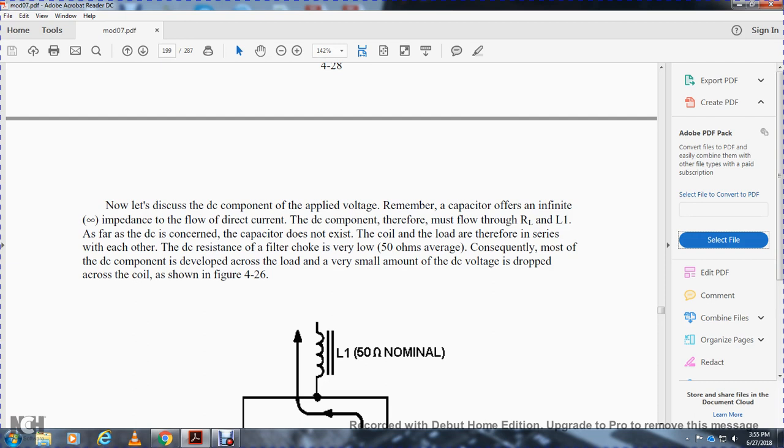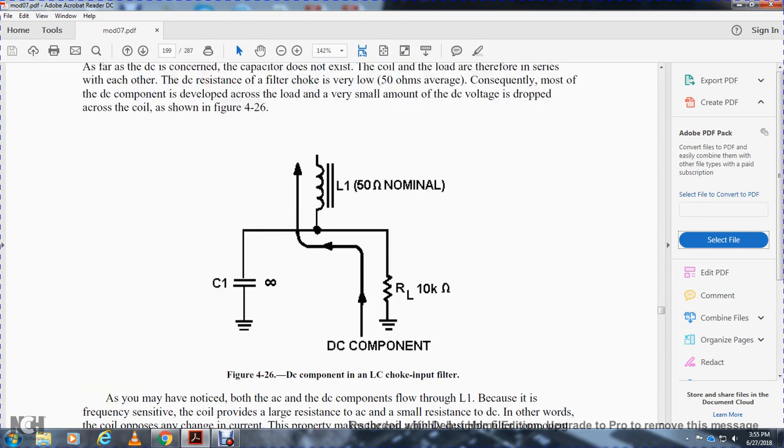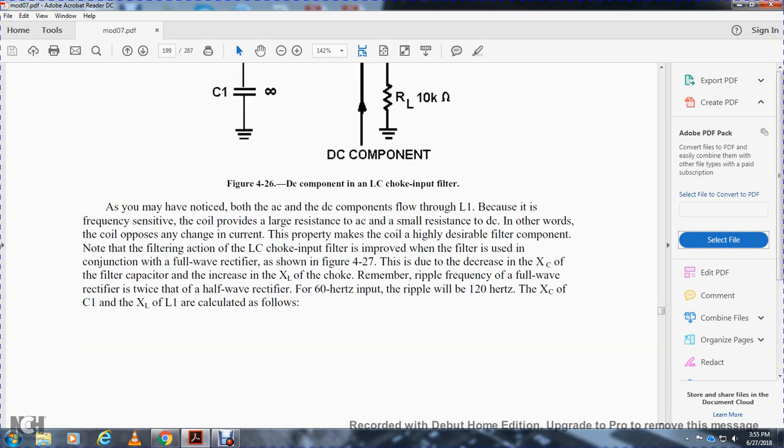The DC resistance of the filter choke is very small, 50 ohms on average. Consequently, most of the DC component is developed across the load. A very small amount of the DC voltage is dropped across the coil, as shown in Figure 4-26. Figure 4-26 shows the DC component in the inductor-capacitor choke input filter, with capacitor infinite, load resistance 10 kiloohms, and inductance 50 ohms nominal.